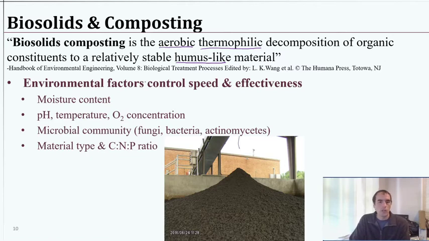and the amount of oxygen available, the type of microbes we're using. We can actually use fungi to do it. Bacteria are pretty much always going to be there, and some other organisms that can be used. The material type and that nutrient ratio, the CNP ratio, those are all important driving factors of what the process is going to look like, how quickly it's going to happen, and are we going to have the right processes occurring.